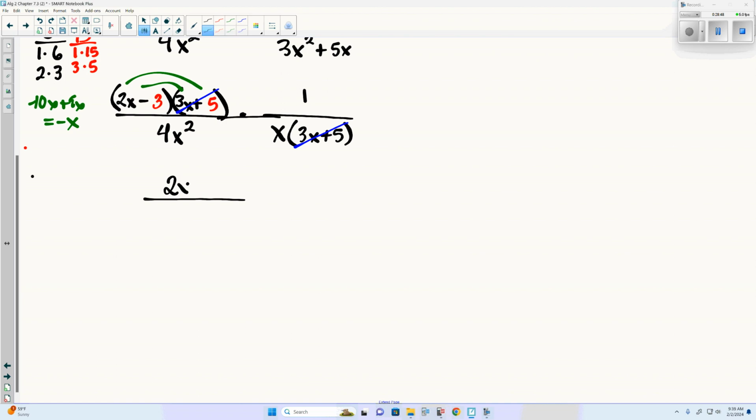leaving us with 2x minus 3 on top over 4x cubed, because we have an x squared and we have x. So it gives us 4x cubed. And that's done, because there's no other way to simplify it.